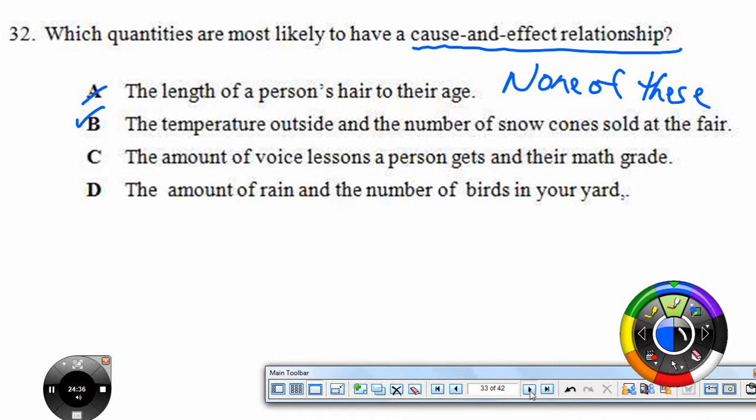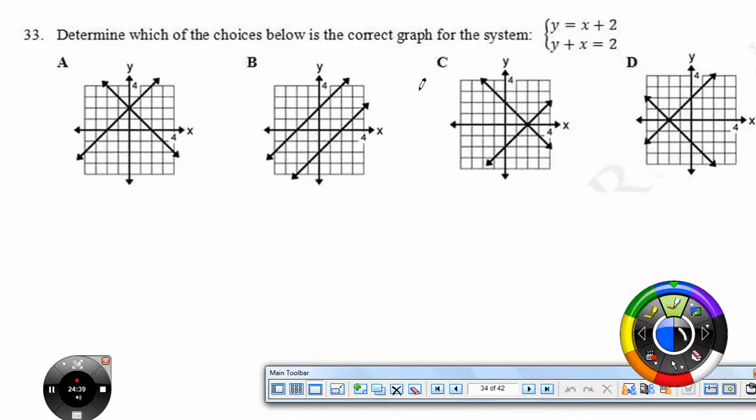Okay, number 33. The best answer, the only answer, is A. And the way you graph this one, you can tell the y-intercept is 2, so you go up to 2. The slope is up 1 over 1. There's that line.